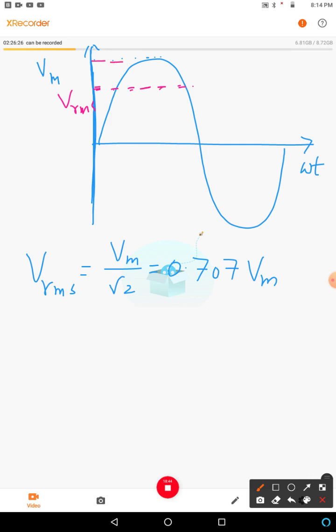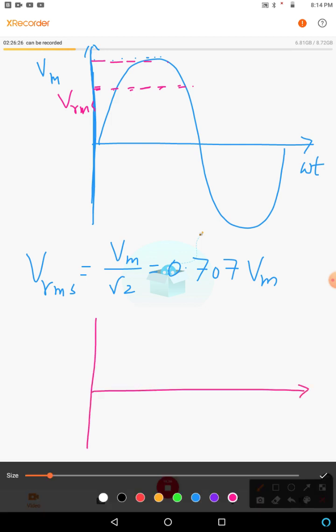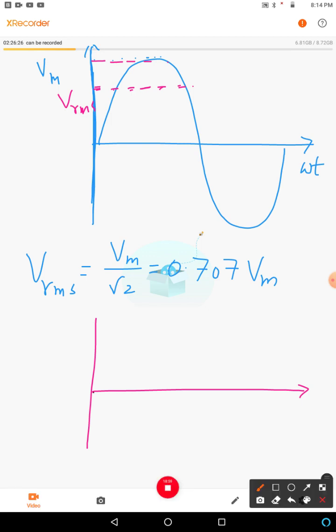Similarly, the maximum value of the current. Again you can draw the same for the current. This is the graphical representation for current, and this is how the current varies. This is current zero, and this is omega t phase. This is the variation of current. The peak value is I maximum, IM.